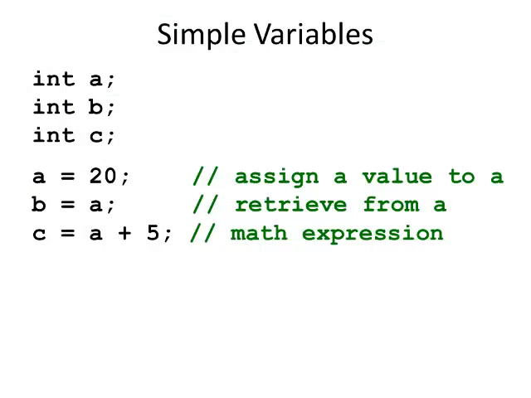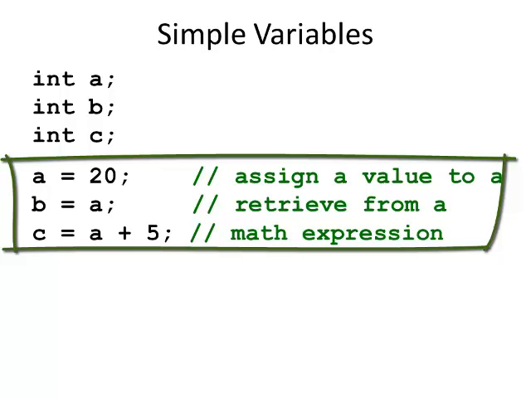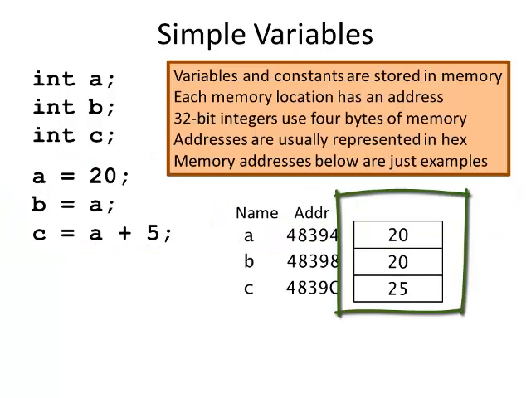Here's some stuff on simple variables. I have three variables here, A, B, and C. I'll start off and assign 20 to the variable A. Then I'll say B equals A, so that 20 is going to be copied into B. C equals A plus 5. Now I'm doing a little bit of math. Here's a math expression, so I'm taking the contents of A, which is a 20, add 5, and store it in C.